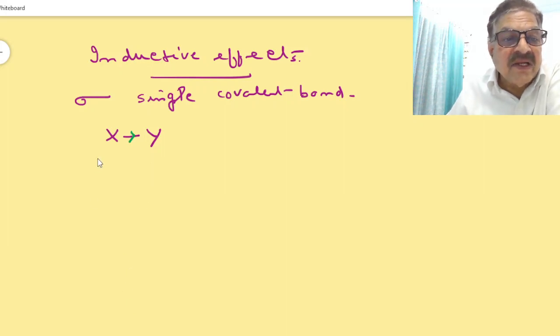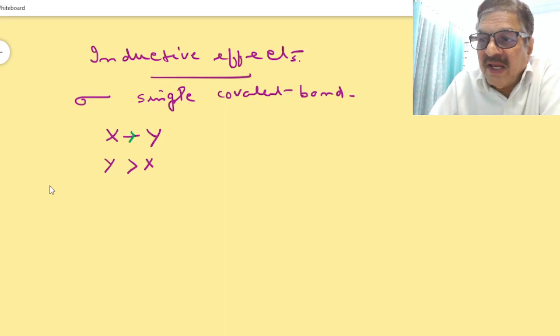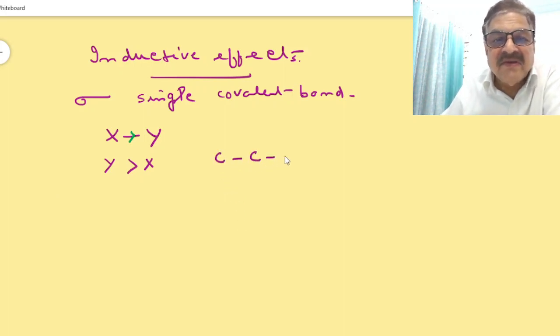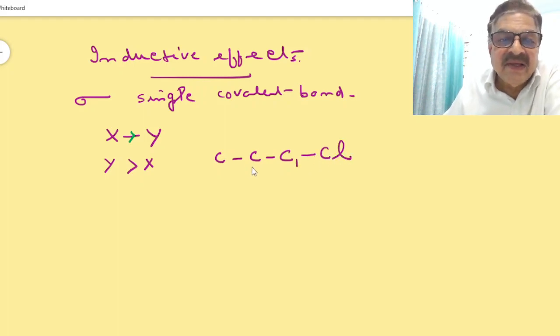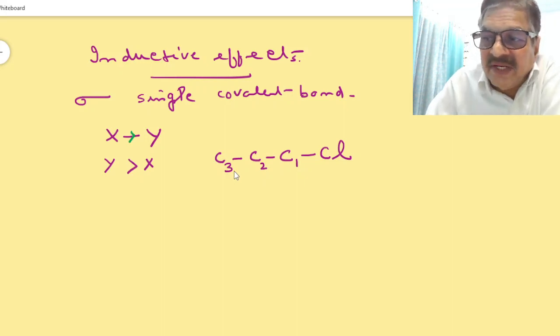Okay, so the electronegativity of Y is higher than X. So in this situation, there will be a tendency for slight displacement towards the more electronegative atom of the two. Now, if you have a carbon chain, say C, C, C, with a chlorine atom here, this is C1, C2, C3. What happens here? Chlorine has a greater affinity for electrons.